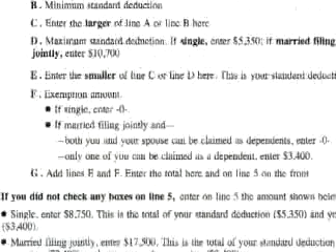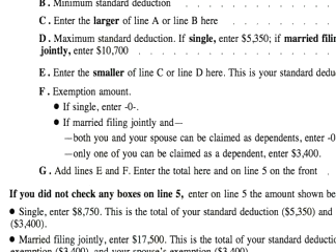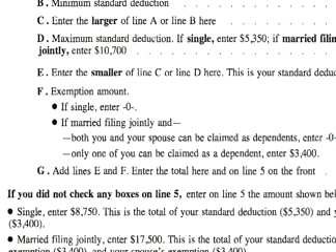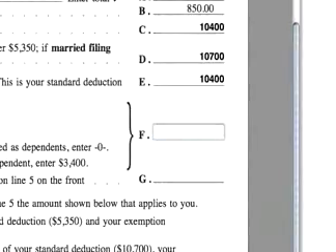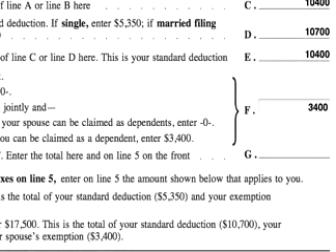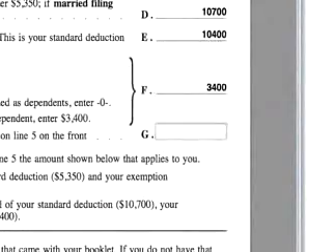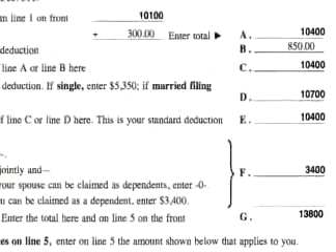On line F, it asks for the exemption amount, which is 0 if you're single, or if you're married filing jointly and both you and your spouse can be claimed as dependents, you enter 0, which is not the case here. But if one of you can be claimed as a dependent, you put $3,400 on line F. Since only one person in this couple can be claimed as a dependent, we put $3,400 on line F and add lines E and F to total up $13,800 on line G. This is the amount that goes on line 5 on the income section.